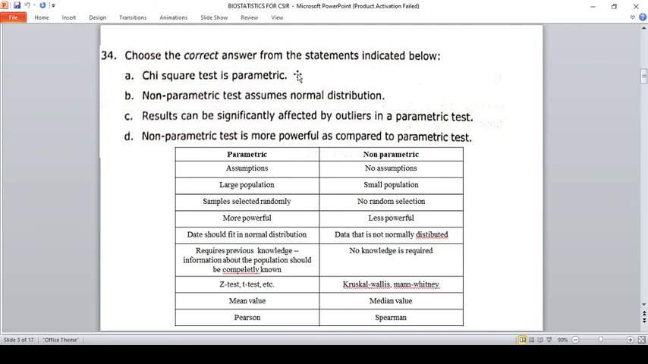Choose the correct answer from the statements indicated below. The first option: chi-square test is parametric. Non-parametric test assumes normal distribution. Results can be significantly affected by outliers in a parametric test. Non-parametric test is more powerful as compared to a parametric test.